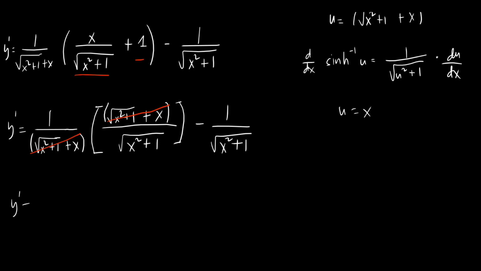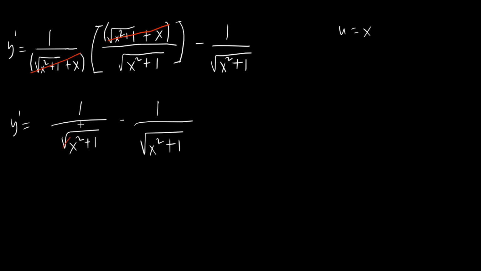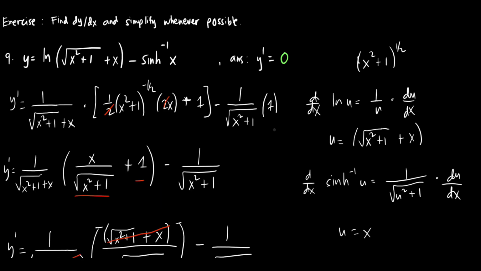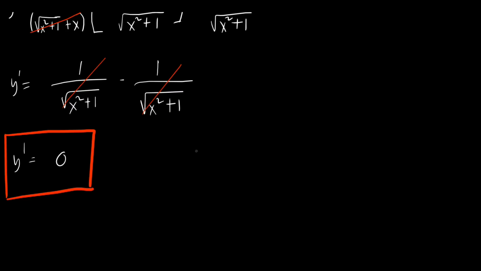So for simplification, we have 1 all over the square root of x squared plus 1 minus 1 all over the square root of x squared plus 1. So these two will be cancelled also. So the final answer is y prime is equal to 0. So this will now be our final answer. So let's check if our answer is correct. So y prime is equal to 0. So our answer here is correct. So let's proceed to another number.